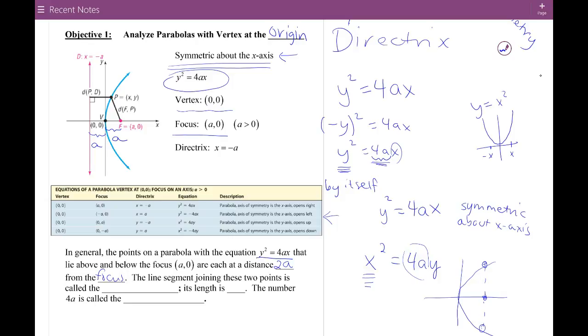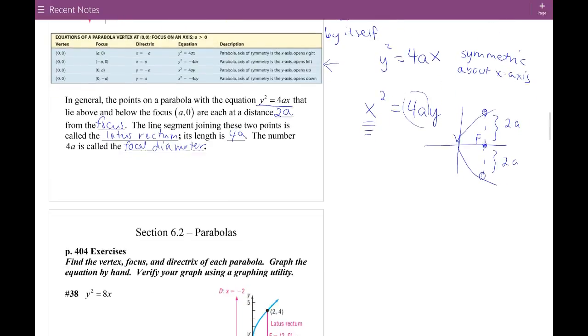So the line segment joining these 2 points has a fancy Latin name. It's called the latus rectum. Its length is 4a because on each side you have 2a and 2a. This is the focus and the vertex. So at the focus, the parabola is 4a wide. So that number 4a is called the focal diameter. So it's at the focus, how wide is the parabola? 4a. Okay, so that's a really important quantity.